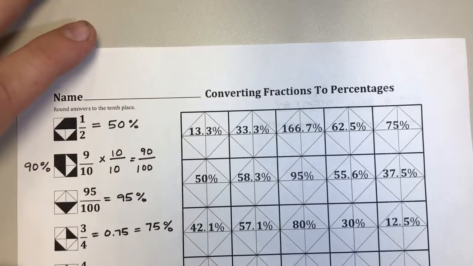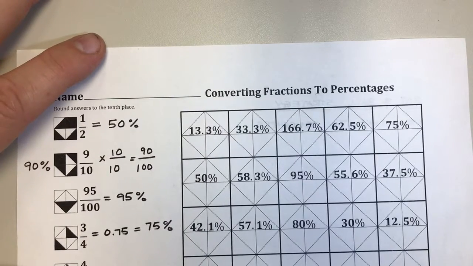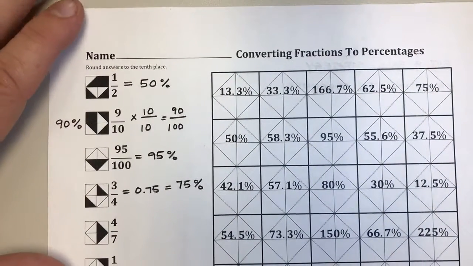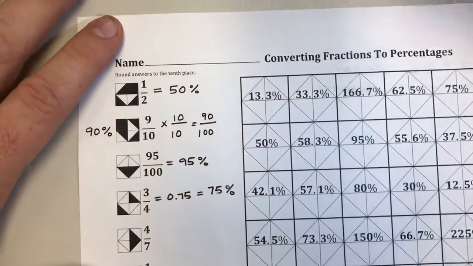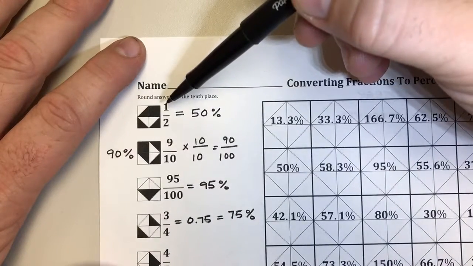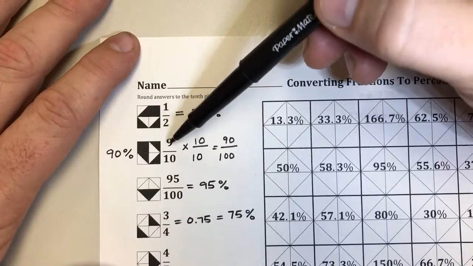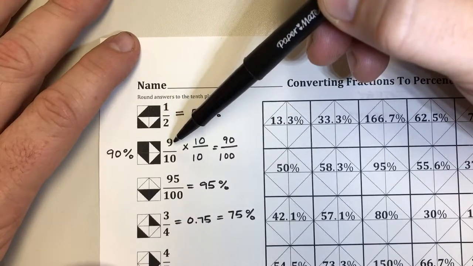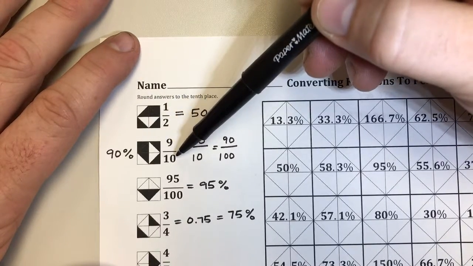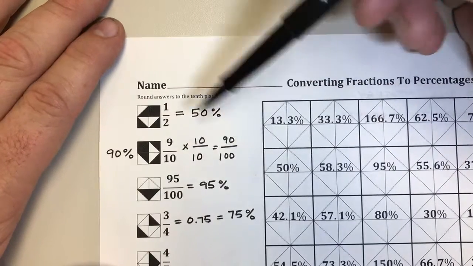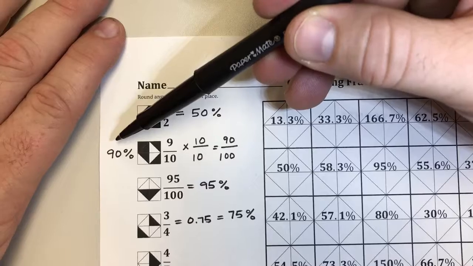Hey everybody, this is an assignment we did in class converting fractions to percentages, and I told the students that I would give a demonstration video for some of the more difficult fractions. Students can handle some of these fractions just knowing that half is 50% or knowing how to change something with a denominator of 10. Easily we can get that to equal a denominator of 100, which will tell us that it's 90%.